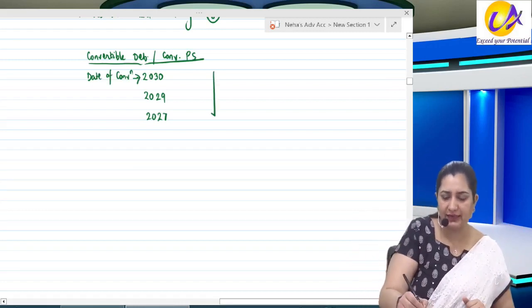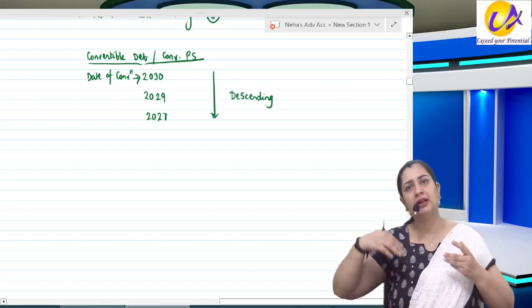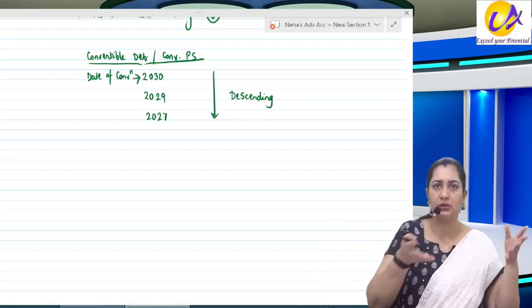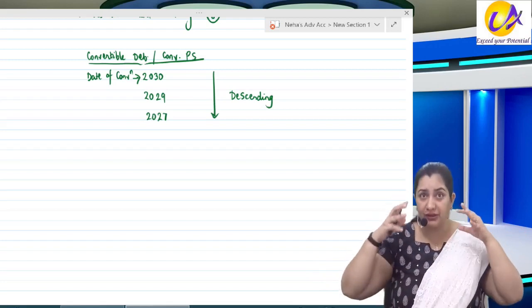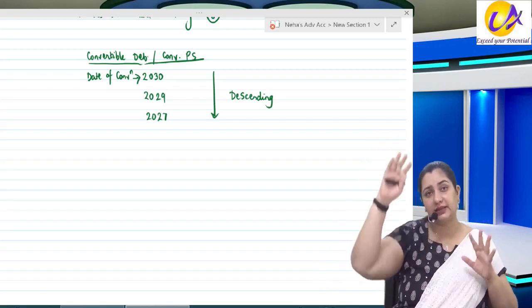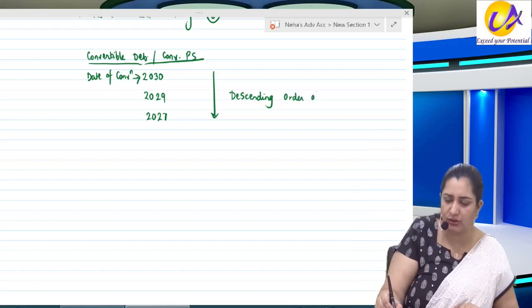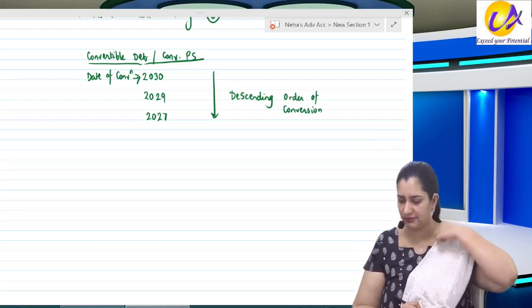So it will go in descending order. This is how there could be multiple shares. Some may be convertible in 2030, some in 2027 to 2024, whatever. Which conversion is going to happen first, you will put last, and which conversion is the latest, the last one, you will put first. The descending order of conversion, you have to give in the notes.